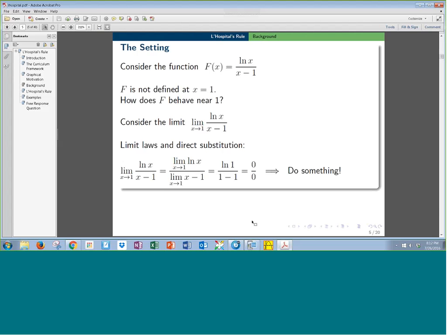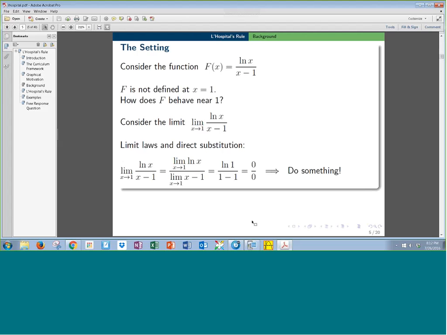It's got a natural log in the numerator, so I know x has to be greater than 0. It's got an x minus 1 in the denominator. So certainly capital F is not defined at 1. And even though it's not defined there, I might like to know what's the behavior of this function, capital F, near 1. So in order to answer that question, I might want to consider this limit. The limit as x goes to 1 of log x divided by x minus 1. So this is the way that I attack limits, at least in my class. I always look for the easiest thing first. And one of the easiest ways to evaluate limits is through direct substitution.